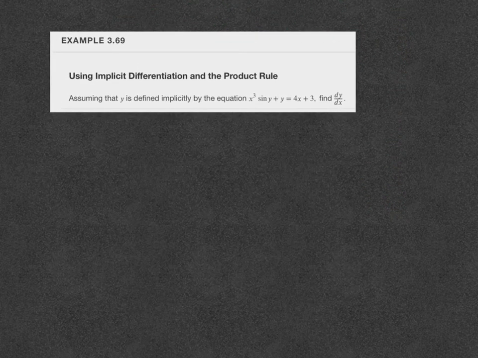This equation looks much bigger. I'm going to rewrite it first, and we're going to take the derivative implicitly: x cubed sine y plus y equals 4x plus 3. Let's take a look at this first, starting on the right-hand side. Do I know the derivative of 3? Hopefully the answer is yes. Do I know the derivative of 4x? Hopefully yes. Do I know the derivative of y? Hopefully yes. dy over dx is what we get when we differentiate that term.